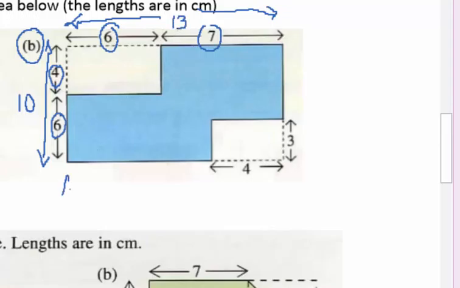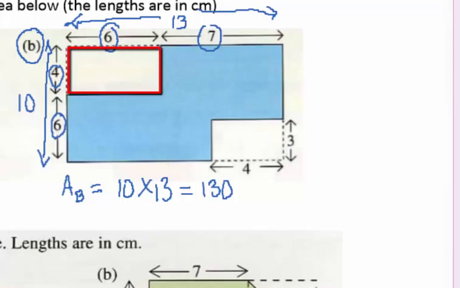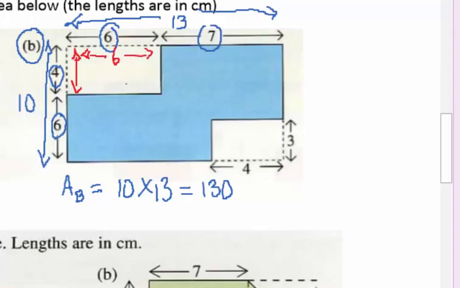So the area of the big rectangle, area big, AB, is going to be 10 multiplied by 13, which will give us a lovely 130. Now the area of the inside rectangle, and we'll use a different color for this, is going to be this height here, which is 4, multiplied by this width here, which is 6. So it's going to be 4 times 6, which is 24.